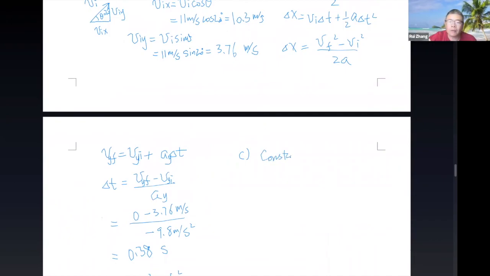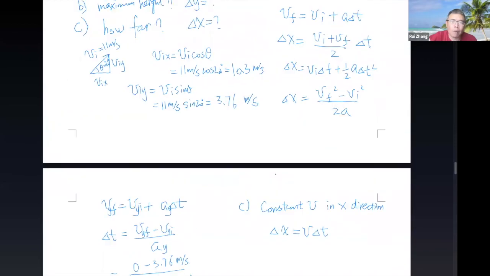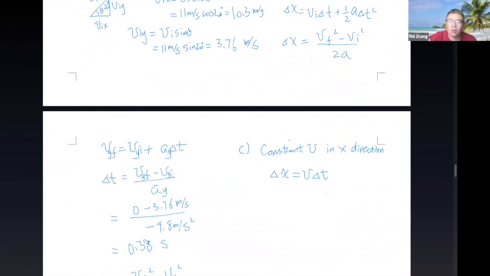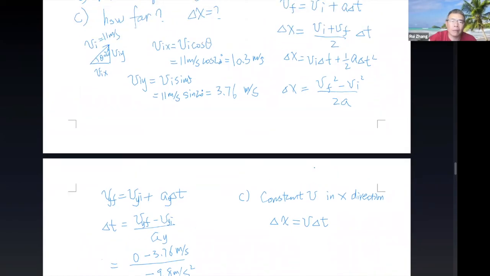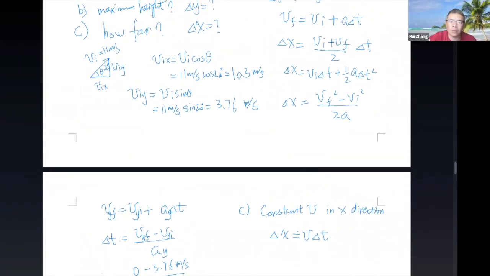Constant v motion in x direction, okay? So for that motion, we only have one formula, basically delta x equals v delta t. It's a constant velocity, so if you know the time, you multiply by velocity, you get your delta x. So in this problem, we're looking for delta x, right? So do we know v? What value should we put in for v to use this formula?